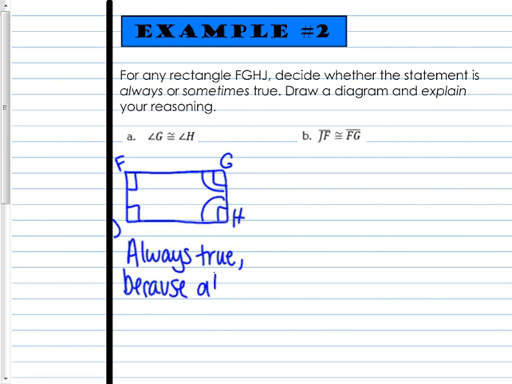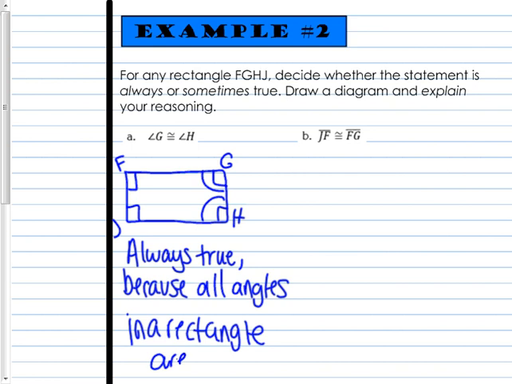because all angles in a rectangle are congruent. Okay? So it's always true because all angles in a rectangle are congruent.